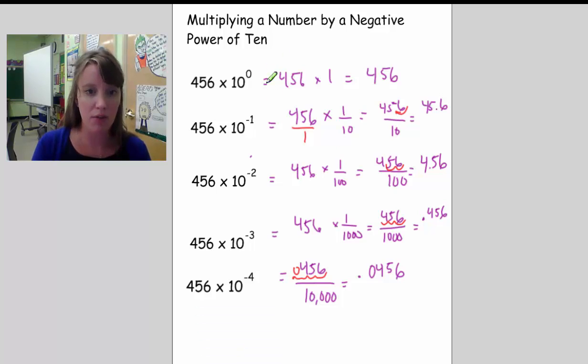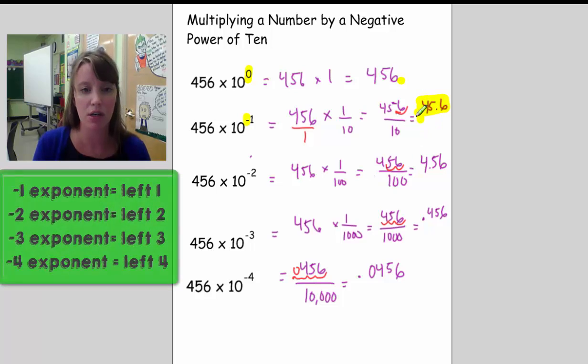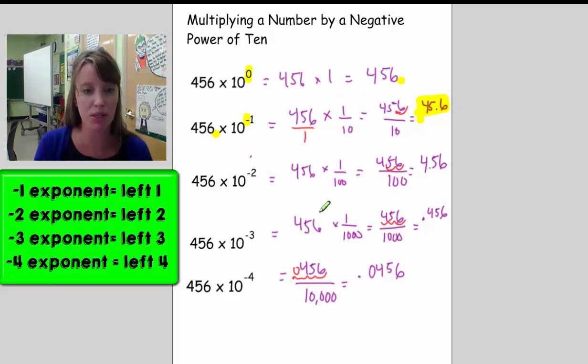Right? If I have 0 in the exponent, I don't move any places. The decimal place remains where it always was. If I have -1, the result is going to be 1 decimal place to the left of where I started from. It started at 456. It now is at 45.6, so it's 1 to the left.